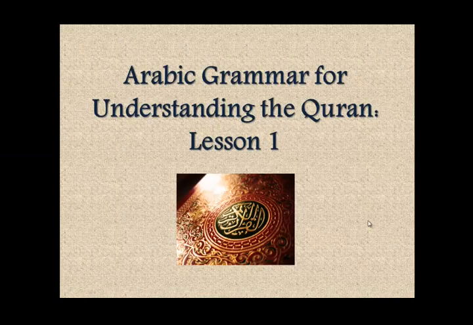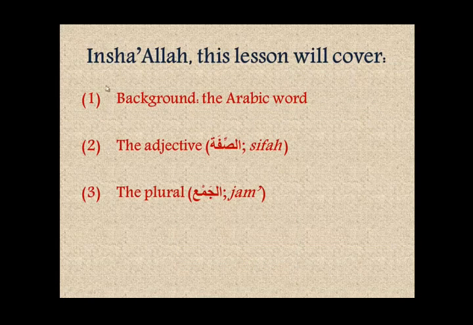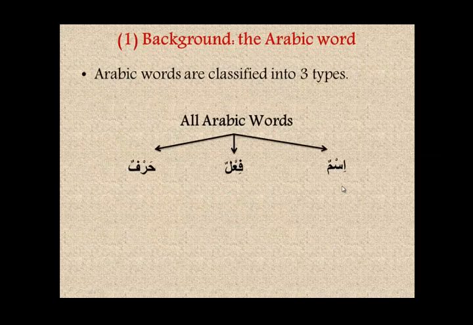Now in this first lesson we're going to be taking a look at three different subtopics. First we will begin with a very general background introduction to the Arabic word. So we'll be discussing things like their characteristics and the traits of Arabic words. And then we'll move on to topic number 2, which is the adjective or sifa in Arabic. And last but not least, we will be taking a look at the plural and the different types of plurals in Arabic. And the word for plural is al-jama'. So let's begin inshallah with the first topic.